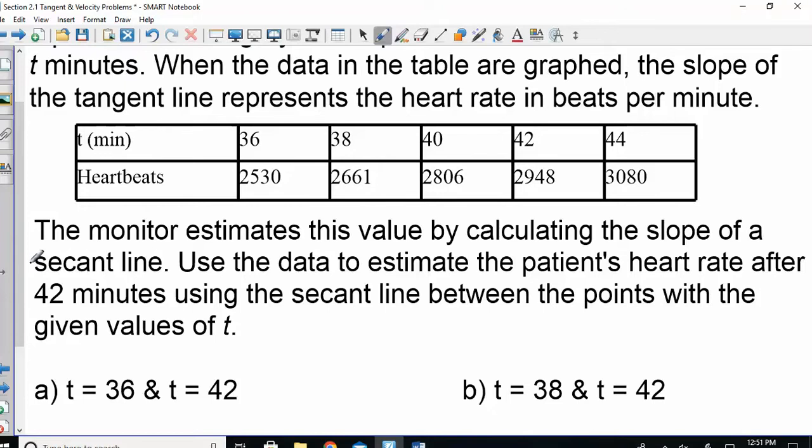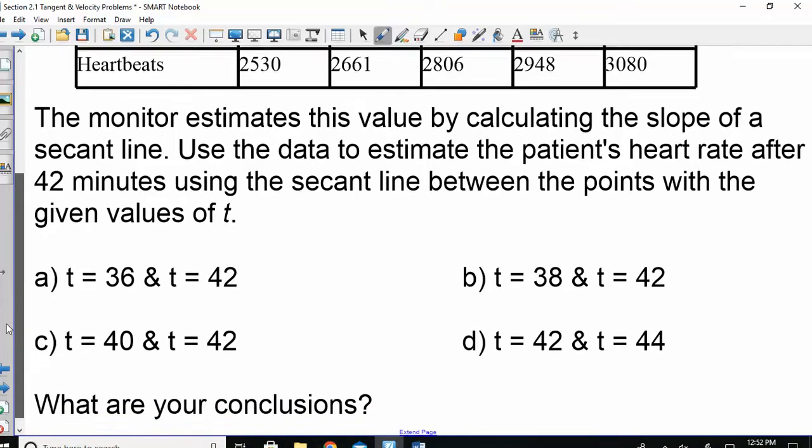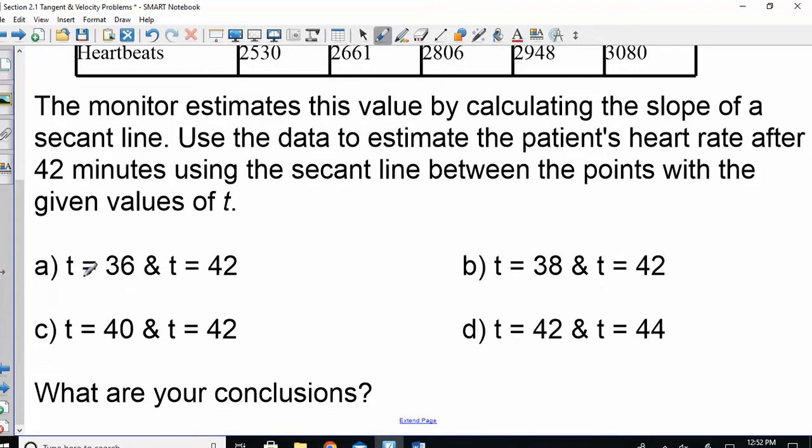Okay, so we're trying to estimate the heart rate here. We have a time and we have the heartbeats. So this monitor estimates that value by calculating the slope of the secant line. When you use the data to estimate the patient's heart rate after 42 minutes, using the secant line between each of these points, let's break it up.